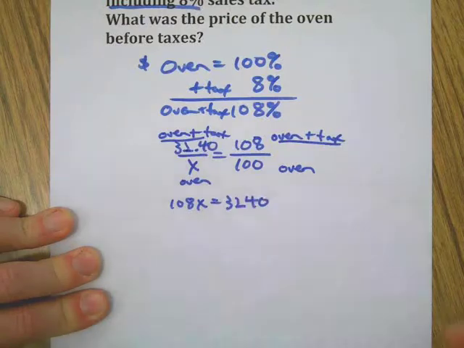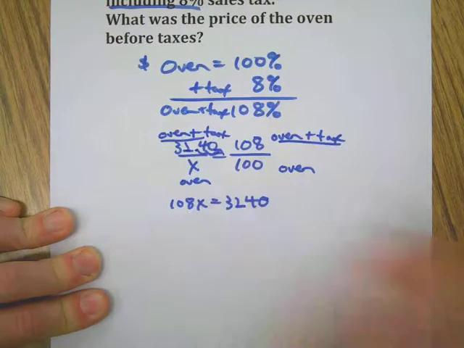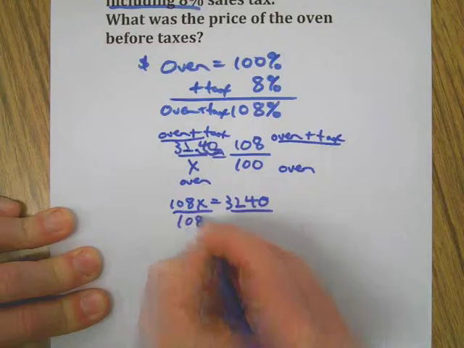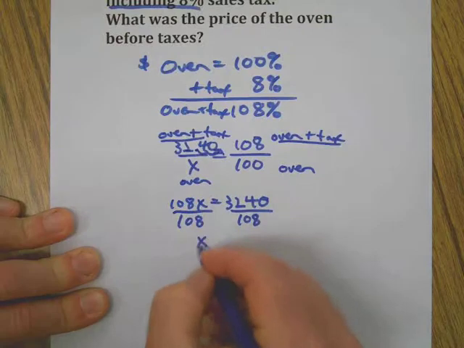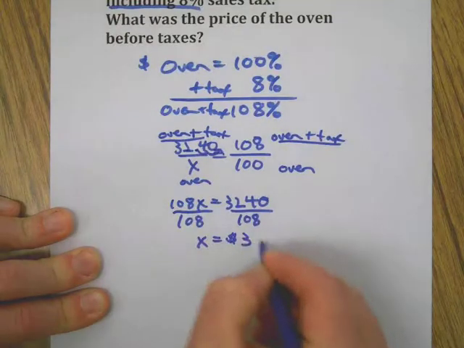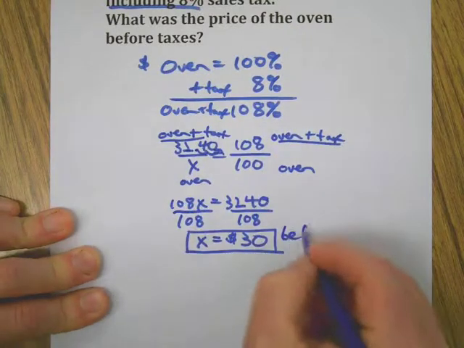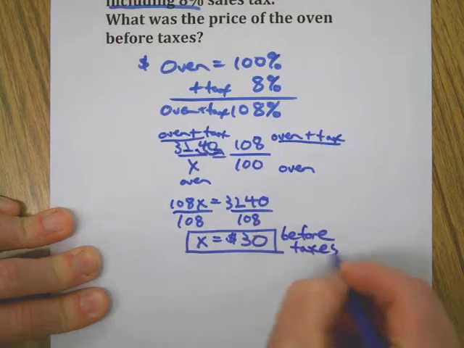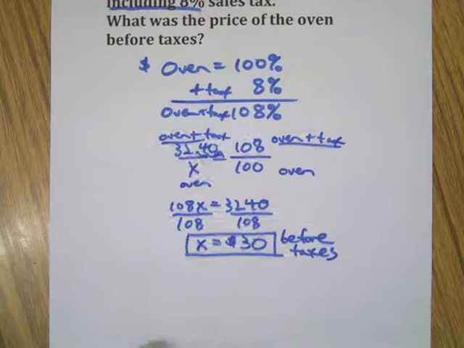108x equals 3240, but without the decimal point, because multiplying by 100 simply moves the decimal point 2 spots. We're going to divide both sides by 108. Thanks to my handy dandy TI-34, we get a nice simple answer. The Easy Bake Oven was $30 before taxes. Did you get that? If you did, then it seems like you get this concept of taxes and tips equaling more than 100%. That's what it's all about.